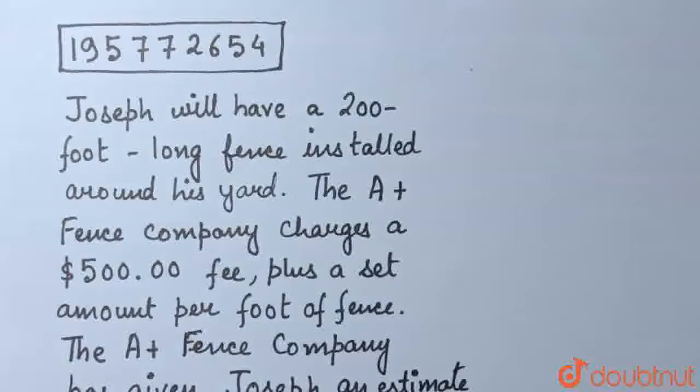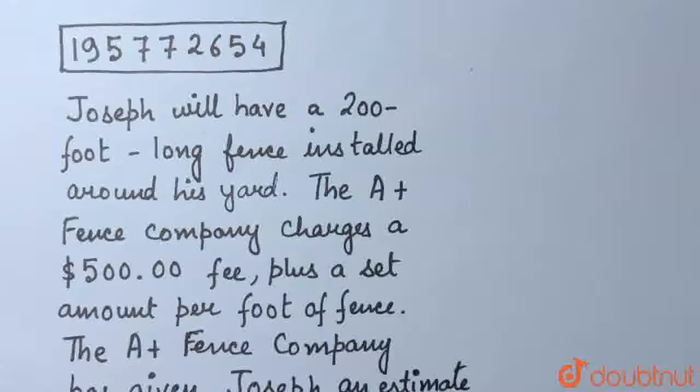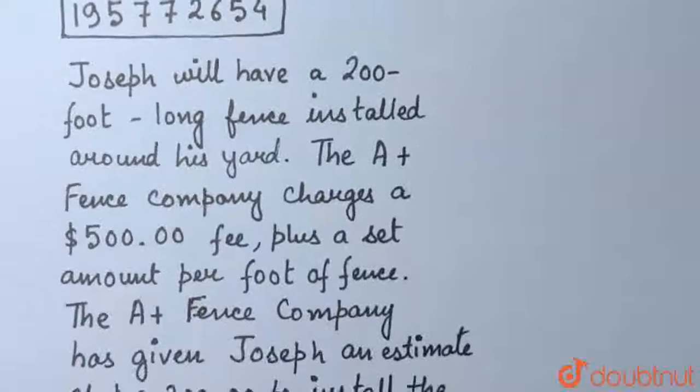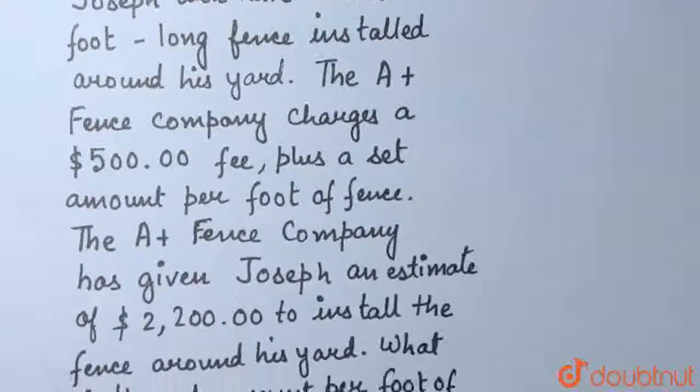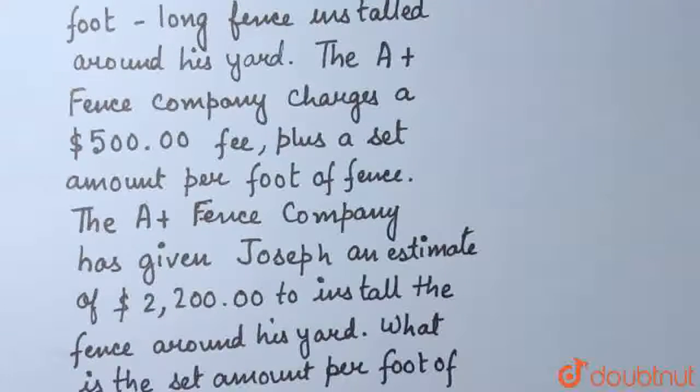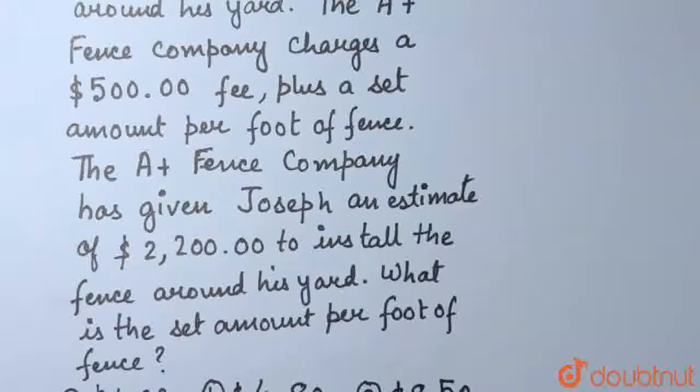Joseph will have a 200-foot long fence installed around his yard. The A plus fence company charges a $500 fee plus a set amount per foot of fence. The A plus fence company has given Joseph an estimate of $2,200 to install the fence around his yard. What is the set amount per foot of fence?